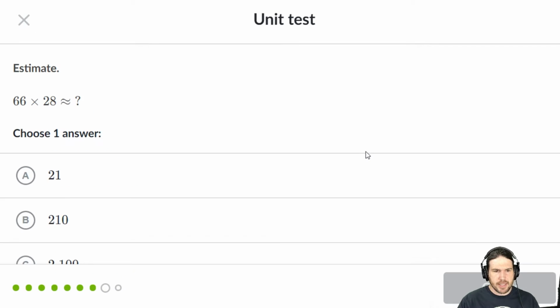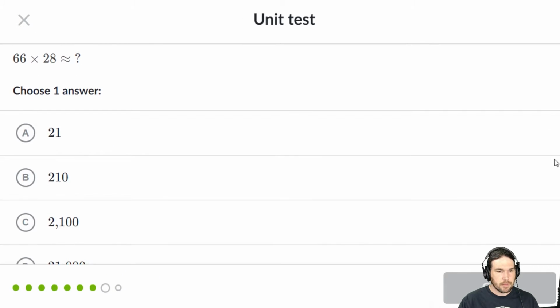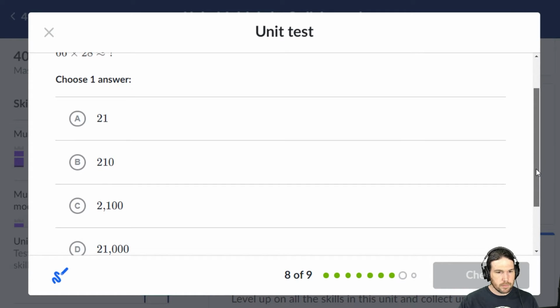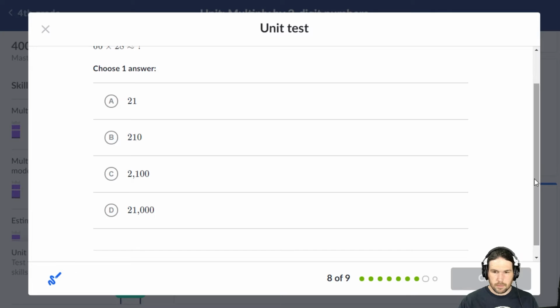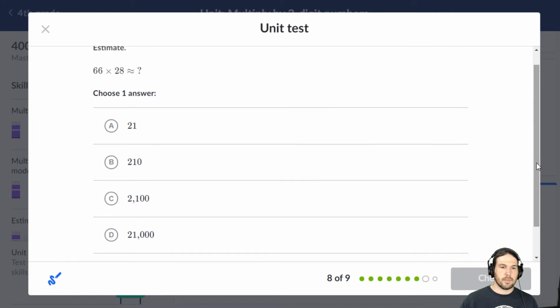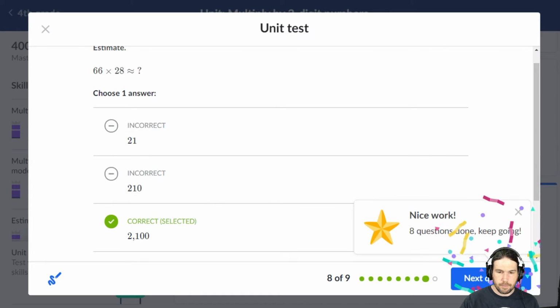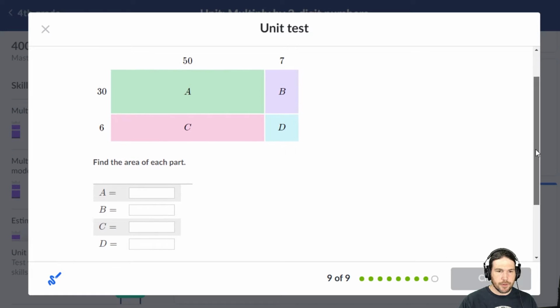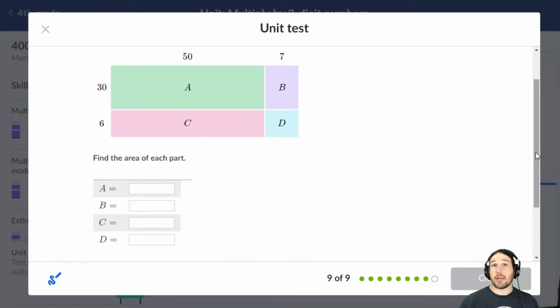Estimate 66 times 28 is approximately. That'll be 2,100. And then finally, we have one more, 36 times 57. Find the area of each segment and then the total.